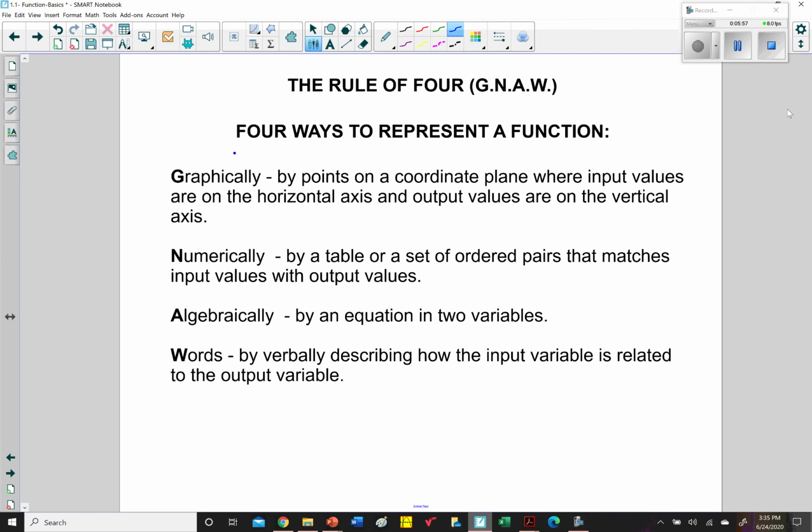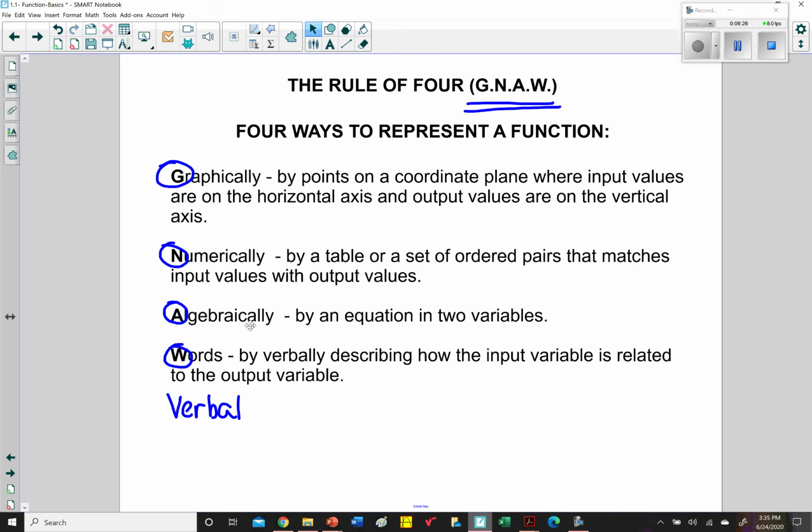Now the Rule of 4, I like to use the mnemonic GNAW, G-N-A-W, because it's easy to help me remember. G for graphically, N for numerically, A for algebraically, and W for words or verbal. We need to be able to go back and forth and interchange between the 4 different representations. If you have a graph, can you write a table? Can you turn the graph into an algebraic equation? Can you describe the graph verbally with your words and analyze that graph? Each of us should find a strength in one of those 4 areas.